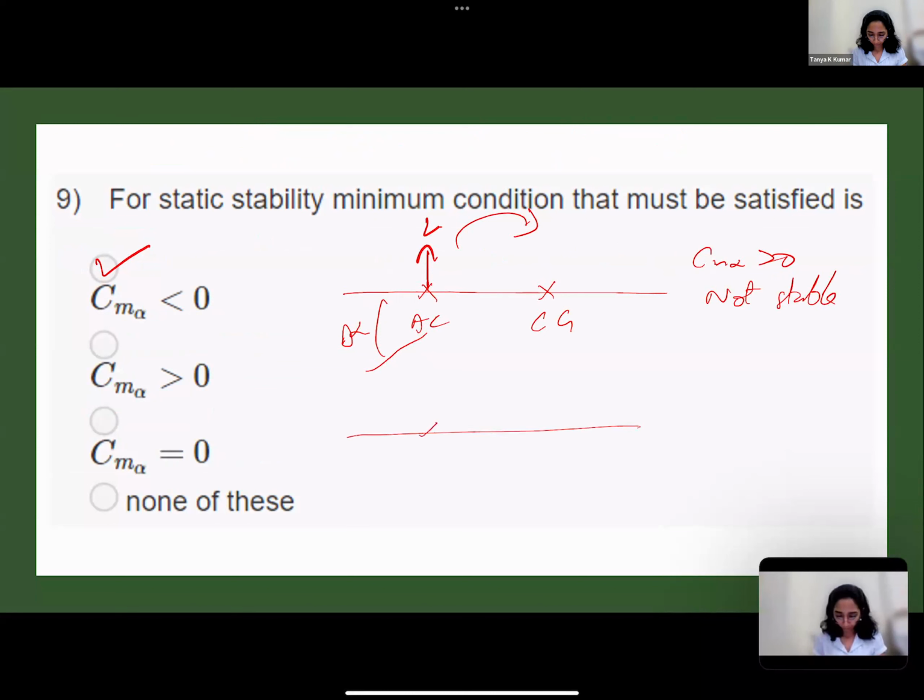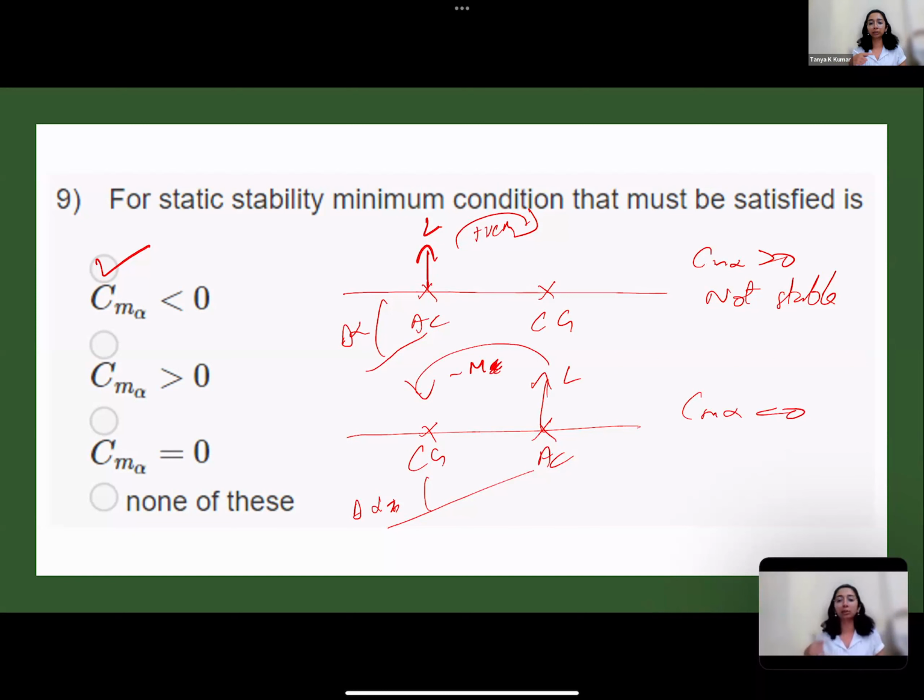If your CG is ahead, and AC is here, and there is a gust, there is a delta alpha. You have lift forces here, and they produce a restorative moment. So in this case, Cm alpha is negative. What you can see here is for a positive alpha, you need a negative Cm to bring it back to equilibrium. Here, this is a negative moment, this is a positive moment. Pitch down is negative. Pitch up is positive.